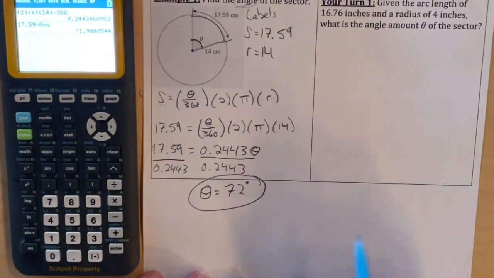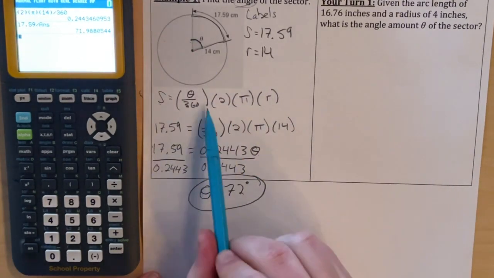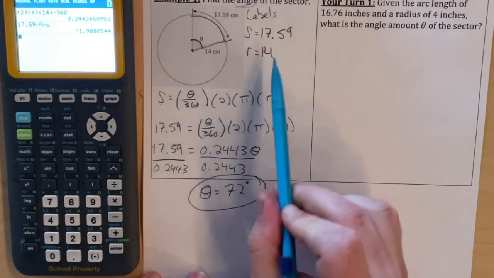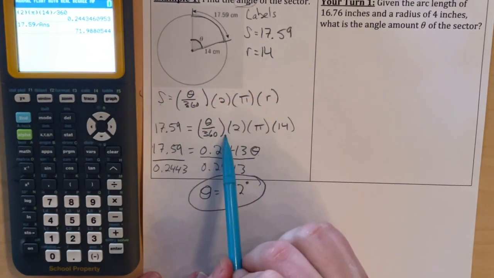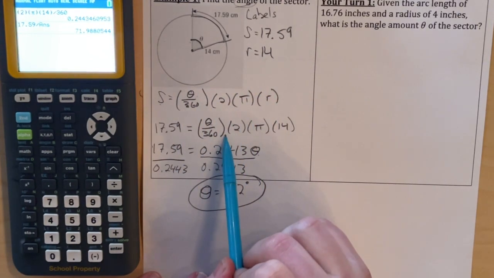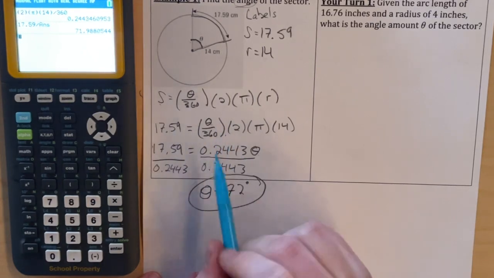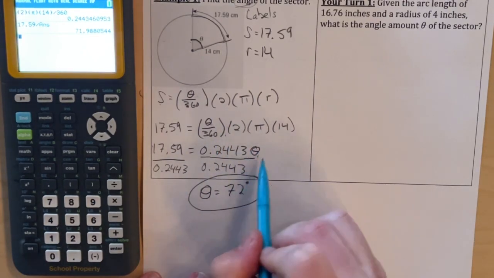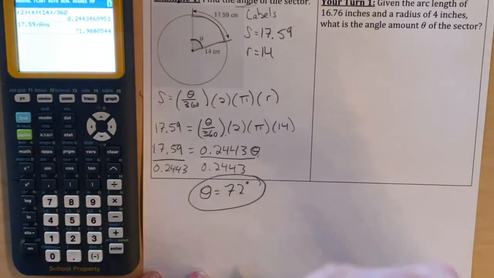Again, make sure you're saying I set up my formula after I have my labels. I substituted in my values for my variables that I did know, and then I solved for the unknown, which was that angle theta.